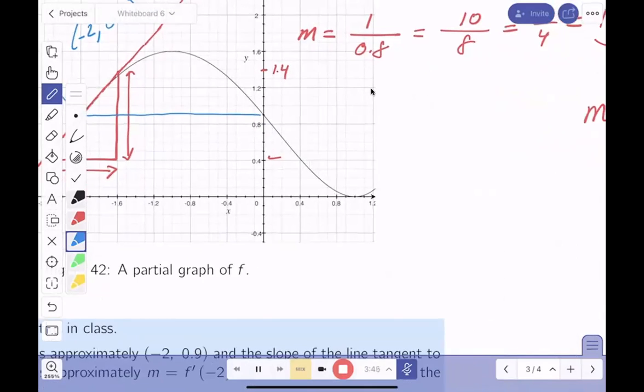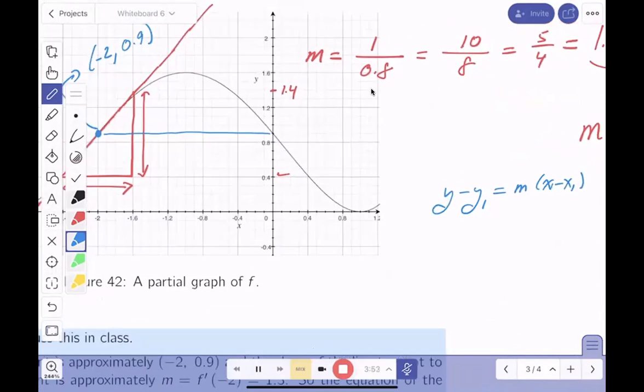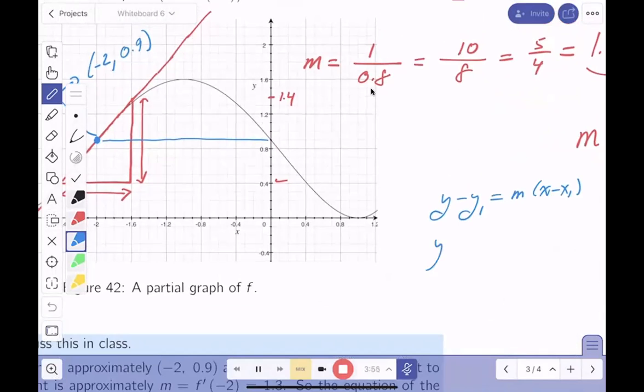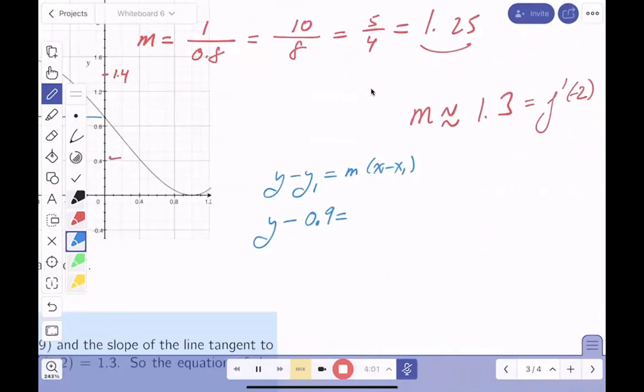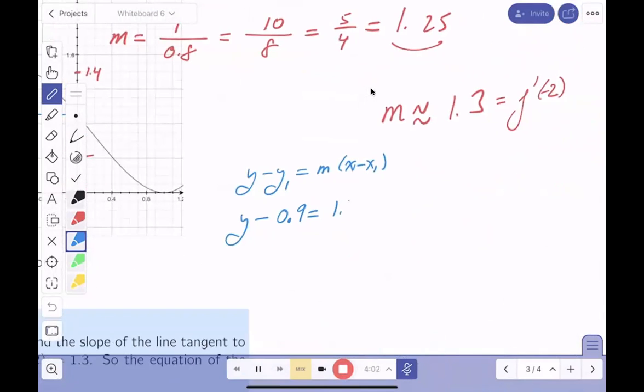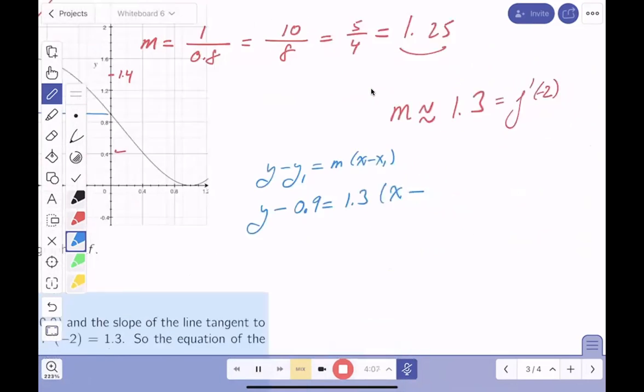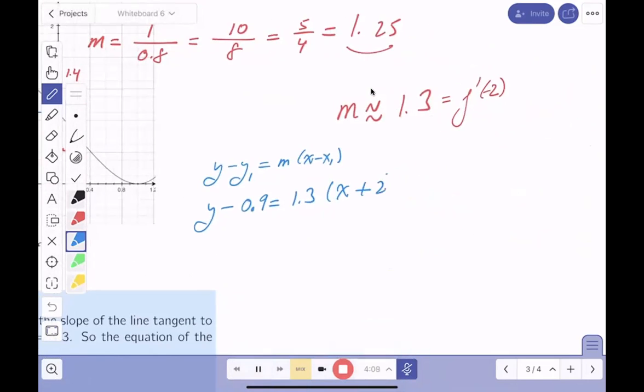What's the equation of a line? Let me write this down for you. Y minus y1 equals m times x minus x1. All right, what's y1? Let's write this down. Y minus 0.9. What I think m was? About 1.3. X minus, and again, what is it? Minus 2, which is plus 2.